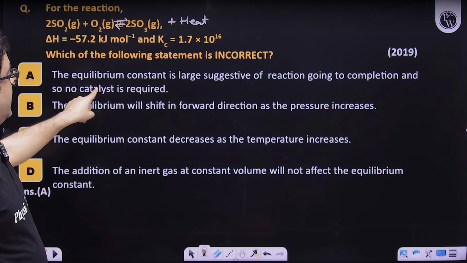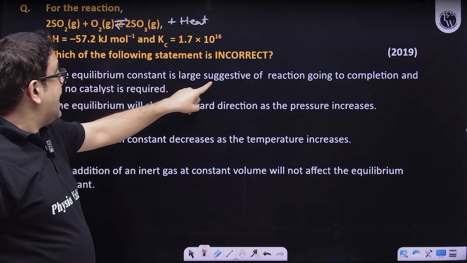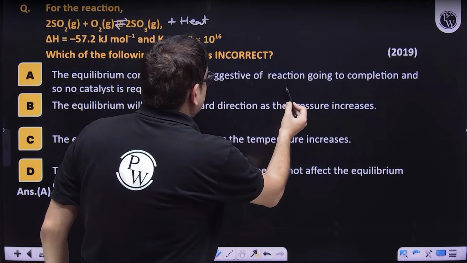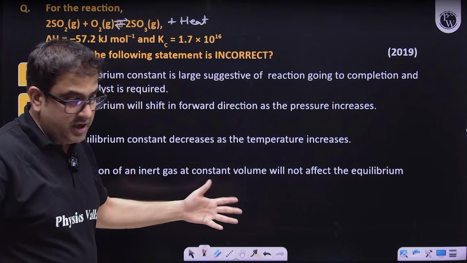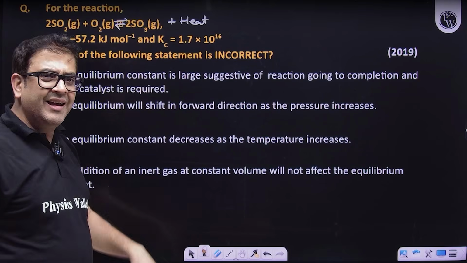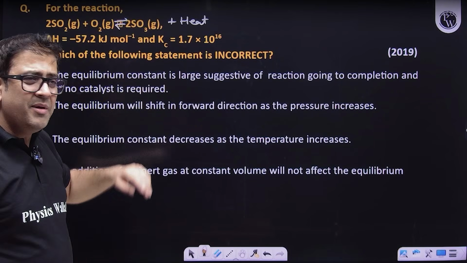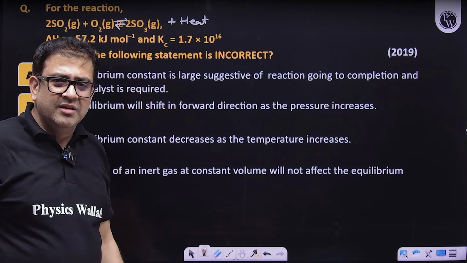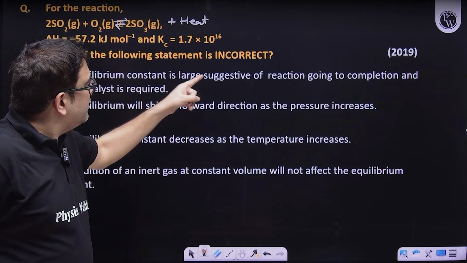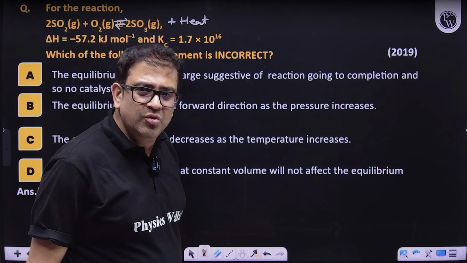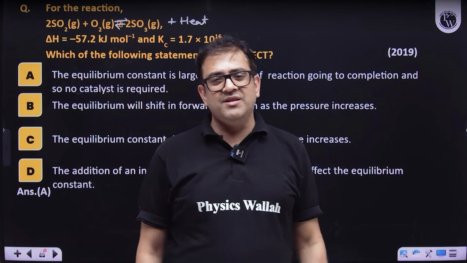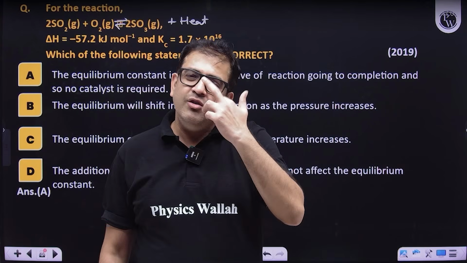2019 question. The equilibrium constant is large. Yes, sir, it is large. Suggestive of reaction going to completion. Yes, definitely. And so no catalyst. If the equilibrium constant was, let's say, 1, and you use a catalyst, what does the value of K suggest? That you should use a catalyst or you should not? Catalysts do not impact the state of equilibrium. K value may be anything.